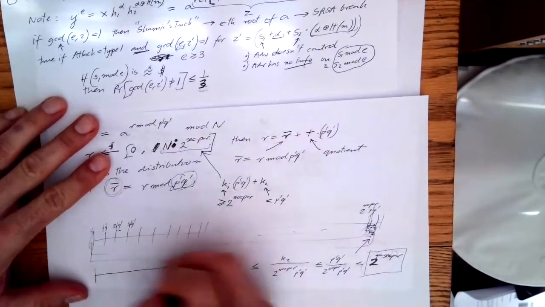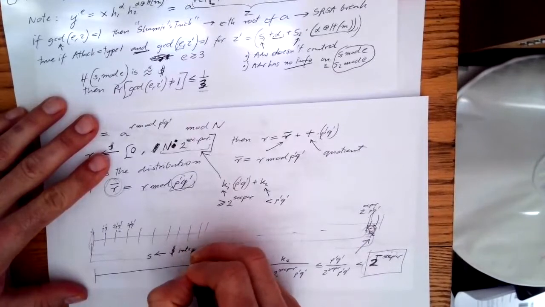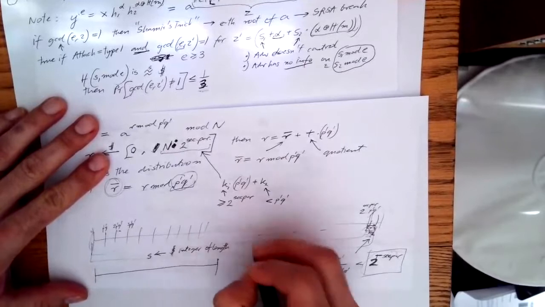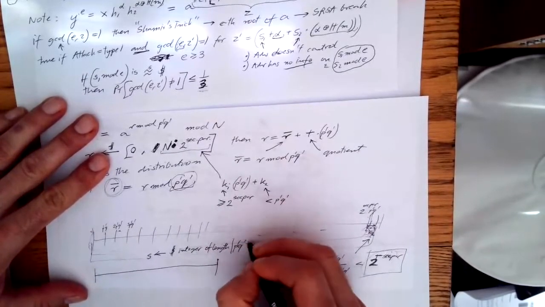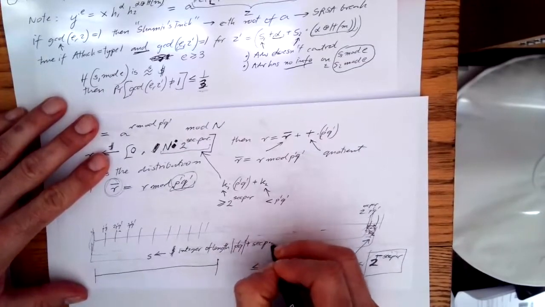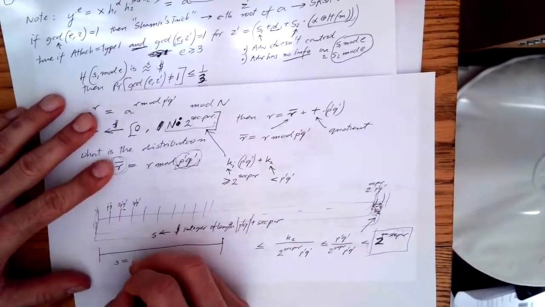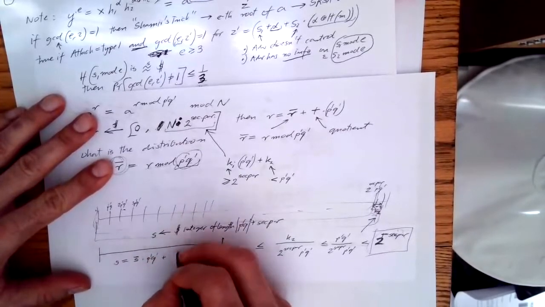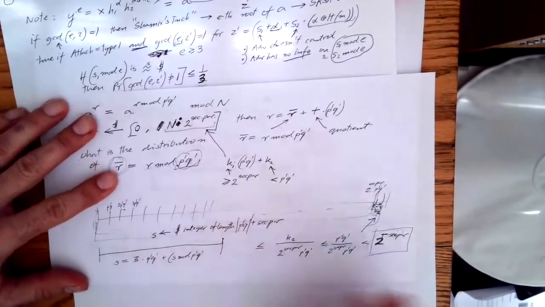So if S is a random integer of length p prime q prime plus security parameter, then S is S hat times p prime q prime plus, basically, S mod p prime q prime.